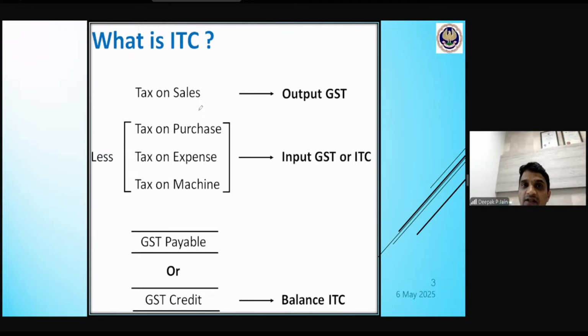On everything else, you will pay GST, right? Then you have to see whether there is any taxable rate. When I make a sale, if the rate is 0%, then I will not pay anything. In the GST rate, you have various rates starting from 0%, then 5%, 12%, 18%, and 28%. These are the major rates. If the rate is 0%, on that also we will not pay the GST.